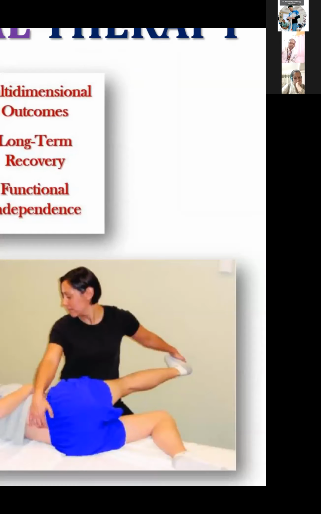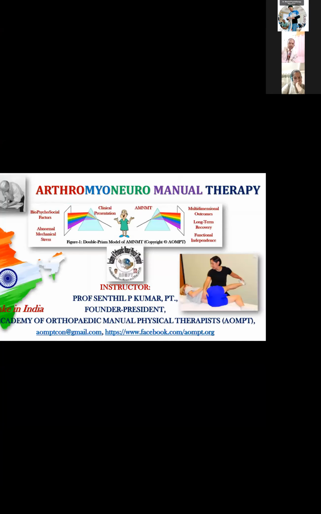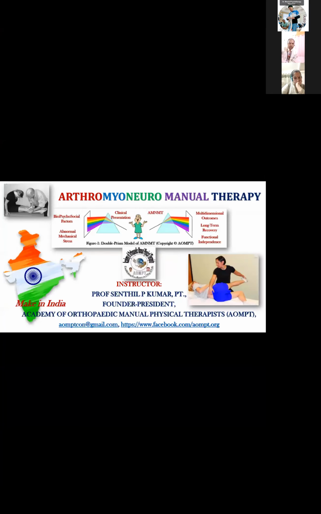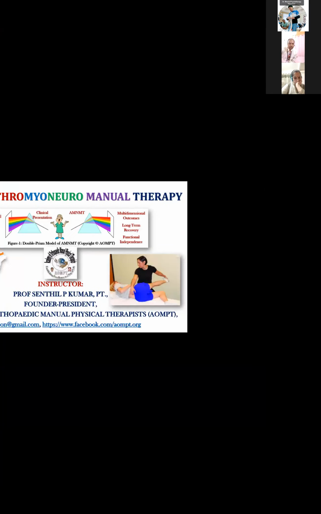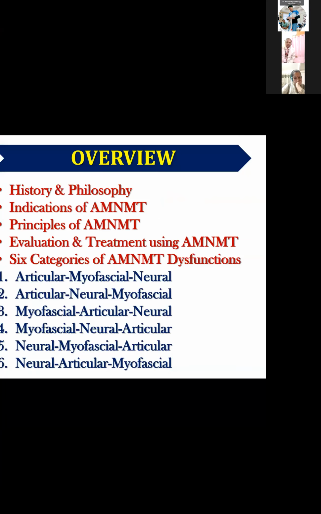And arthro, myo, neuro, manual therapy is an exclusive approach founded by the AOMPT. So we're going to see this history and philosophy, and we're going to see the overview. There are 6 types of subgroups of patients that are possible. Those who have articular primary, myofascial secondary, and neural tertiary, to neural primary, articular secondary, and myofascial tertiary. First, second, and third.